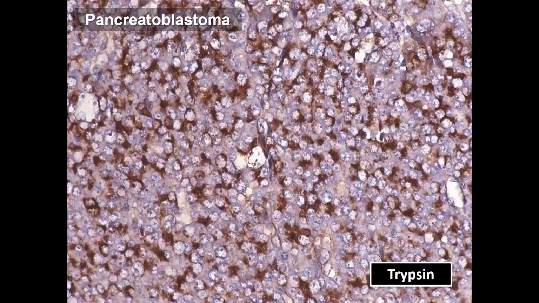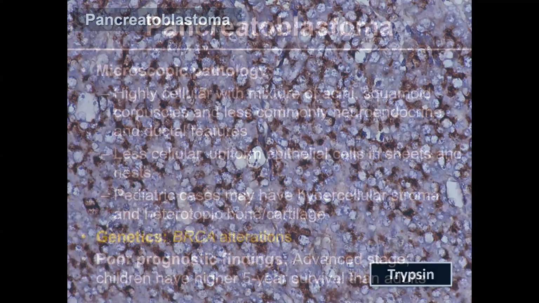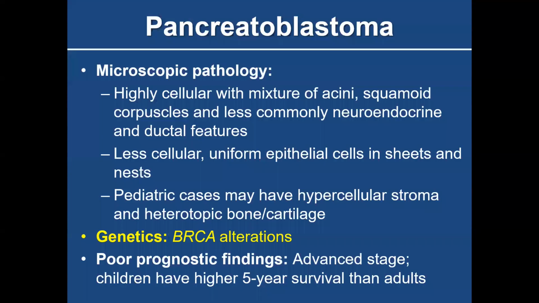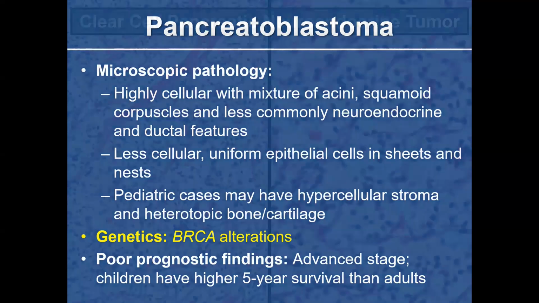Trypsin, chymotrypsin, and/or lipase are once again positive within these neoplasms, and hence why they are classified as an exocrine neoplasm and considered to be of acinar cell origin. Moreover, the genetics of pancreatoblastomas parallels acinar cell carcinomas with frequent alterations that include fusion genes, as well as something a little more unique, which are BRCA alterations.